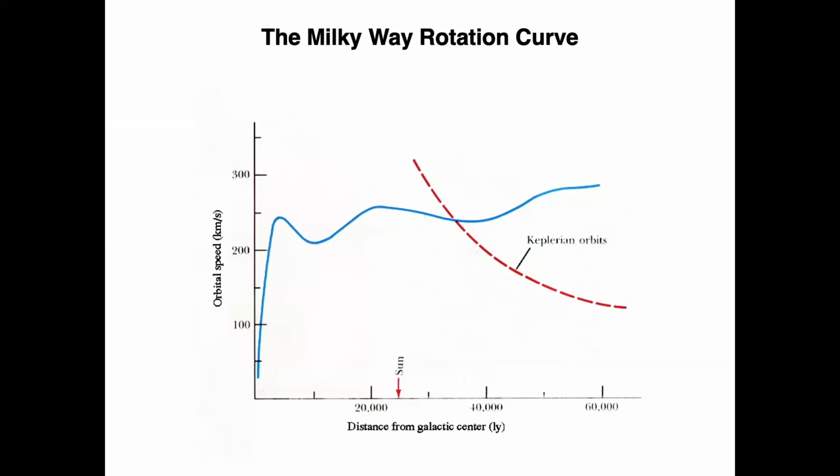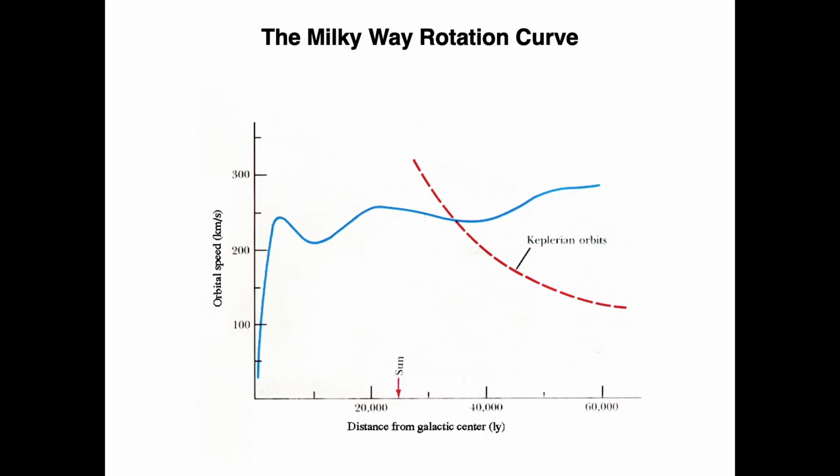So let us look at the rotation curve of the Milky Way and the evidence for dark matter. This is a rotation curve of the Milky Way in blue, and what you would be expecting if all the mass was concentrated in the center is in the dashed red, that would be Keplerian orbits. The Sun is orbiting at this distance here with a speed of about 220 kilometers per second. That's the Sun's orbital speed around the galactic center.